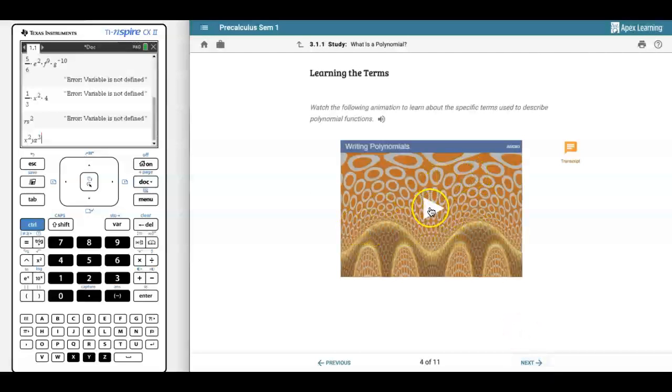So if we watch this video together here, it'll give us a little bit more terminology. To illustrate the important terminology associated with polynomials, it will be helpful to take a look at a specific polynomial function. Polynomial functions are formed by adding or subtracting monomial expressions. These are called the terms of the polynomial.